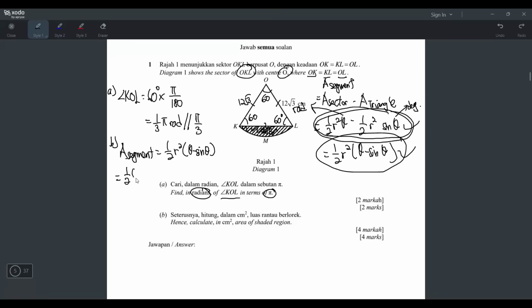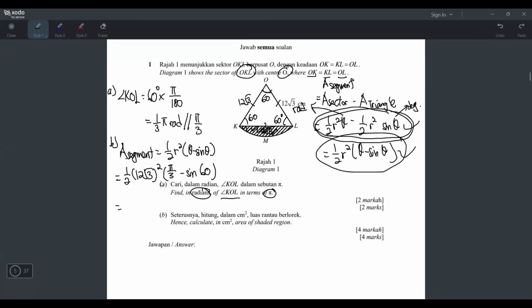All right, so I'll just put in now 1 over 2 r squared. The radius is given 12 square root 3. That's the radius of the sector. Theta minus sine theta. Okay, keep in mind this theta and this theta is the same angle. They are the same angle. It's just that they're in different units, right? So they are both 60 degrees, okay? But for this theta, you have to put in radians, so pi over 3. And then for the theta here, you have to put in degrees, so 60 degrees.